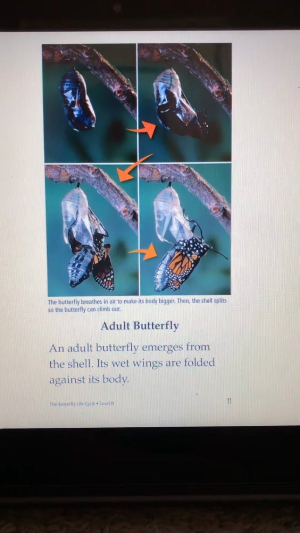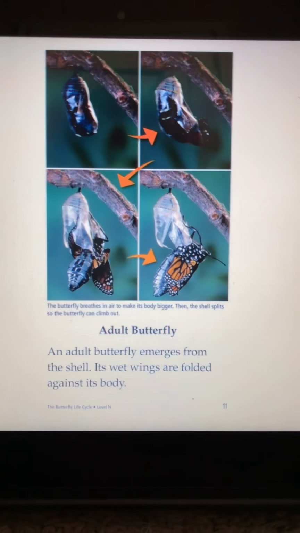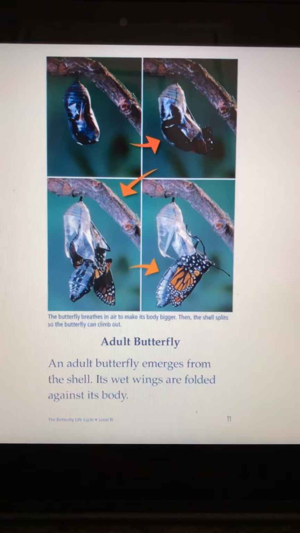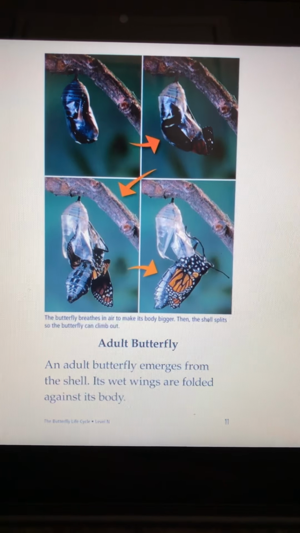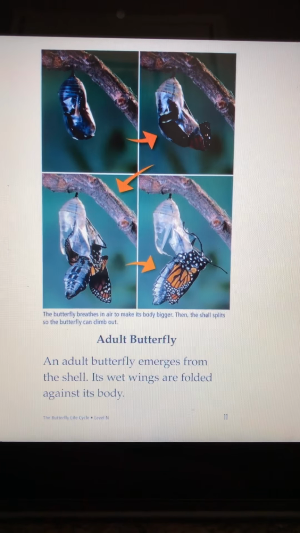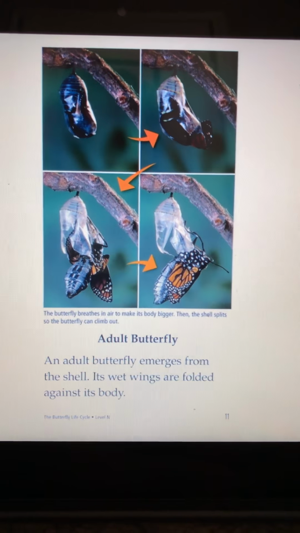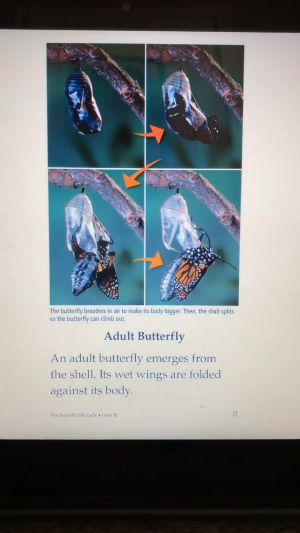Adult butterfly. An adult butterfly emerges from the shell. Its wet wings are folded against its body. So in our picture we see the butterfly coming out of its shell. It says the butterfly breathes in air to make its body bigger. Then the shell splits so the butterfly can climb out.